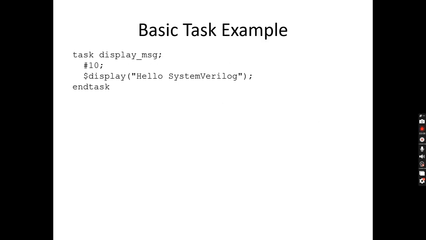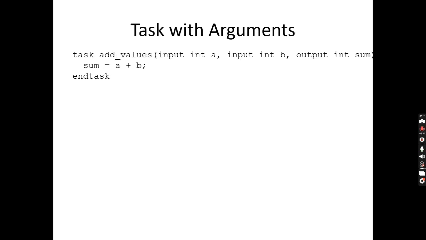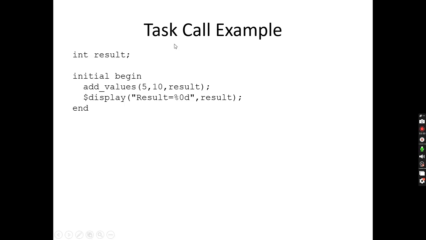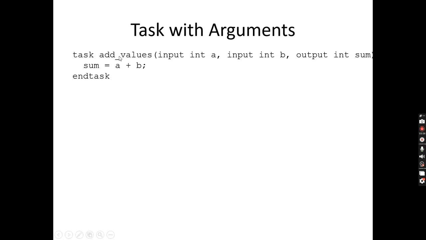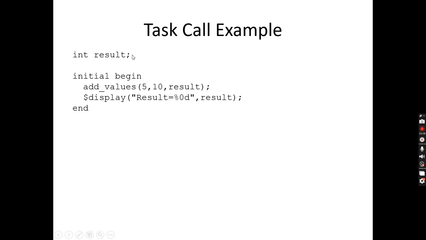Coming to a basic example of a task: the task keyword and the task name, and with some delays the task will be executed. Coming to the arguments, Verilog has only limited arguments, but SystemVerilog has inputs, outputs as well as inouts. How do we call a task? At runtime, in an initial begin, we call the task name, here add values, by passing some values. Whatever the output is, it is assigned to the result, and the result will be displayed here.